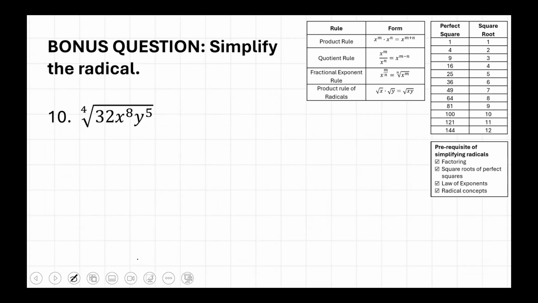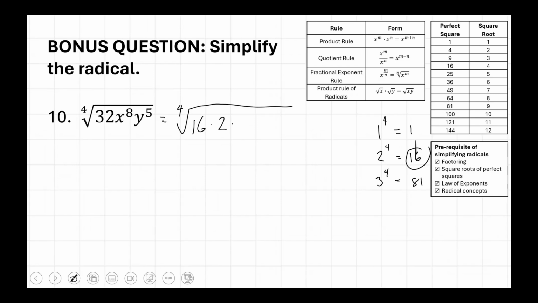Next, bonus question. Here we have a fourth root, but our table is perfect square. So if in case you encounter this kind of question, you need to create your own table by remembering again your roots. Since we have a fourth root, we're going to create our own table. 1 raised to 4 is 1. 2 raised to 4 is 16. 3 raised to 4 is 81. So we know that the factor of 32 is 16. So we are going to rewrite our 32 to 16 times 2.